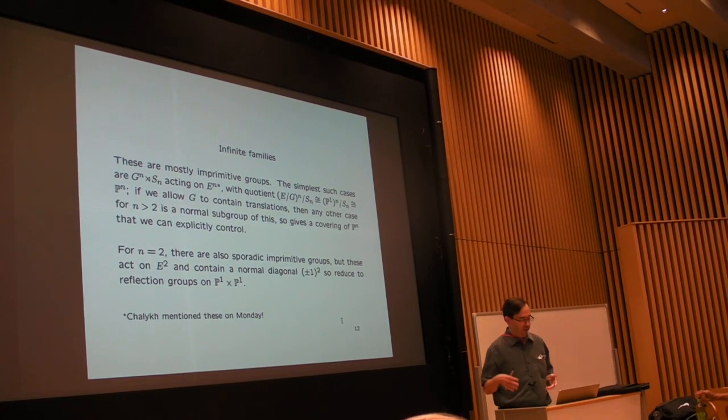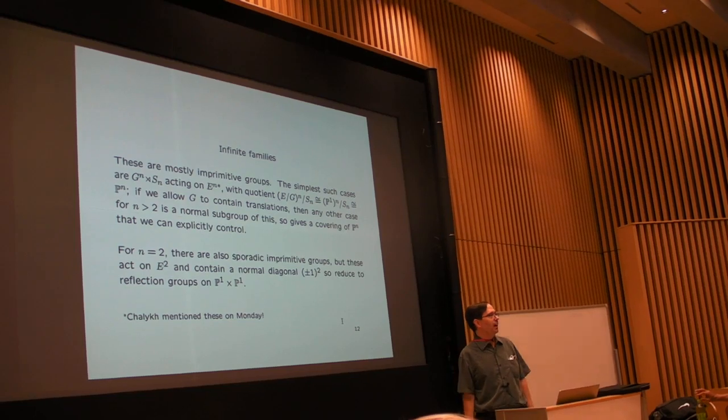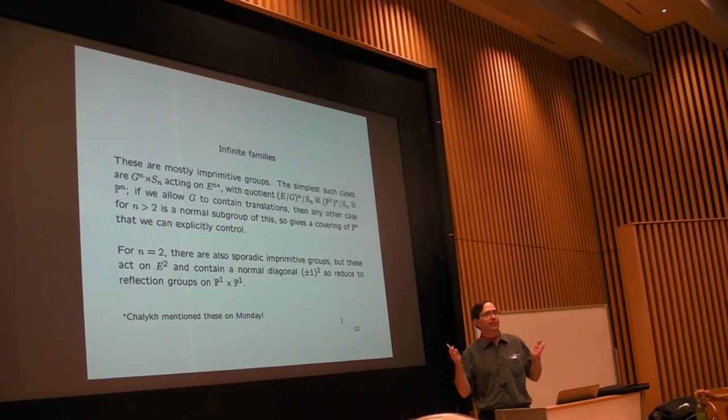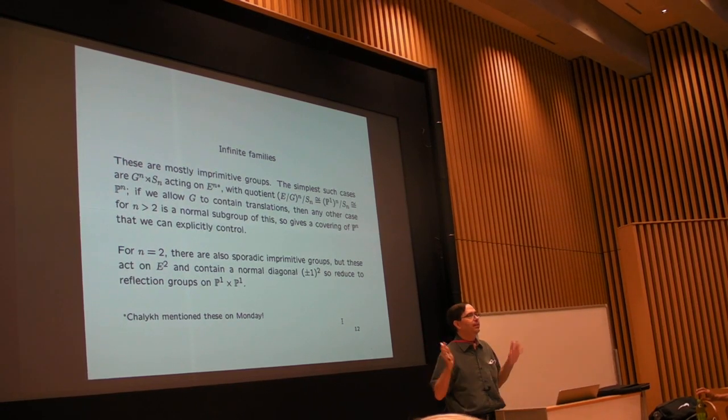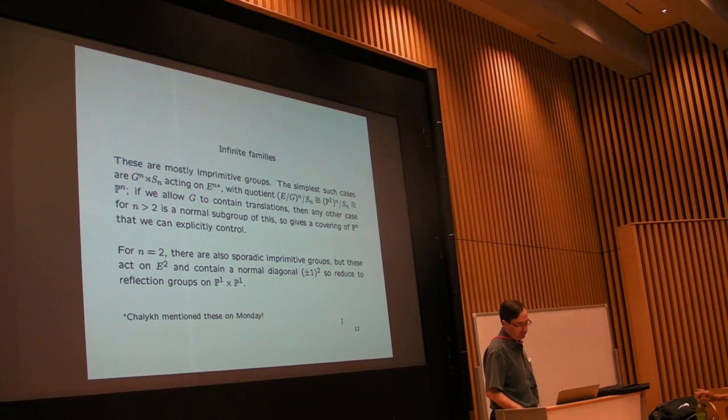And moreover, it turns out that there's always a diagonal plus or minus 1 acting, so it really reduces to a reflection group acting on P1 cross P1. And yeah, that's basically just some finite subgroups of SO4. So they're all easy to do.